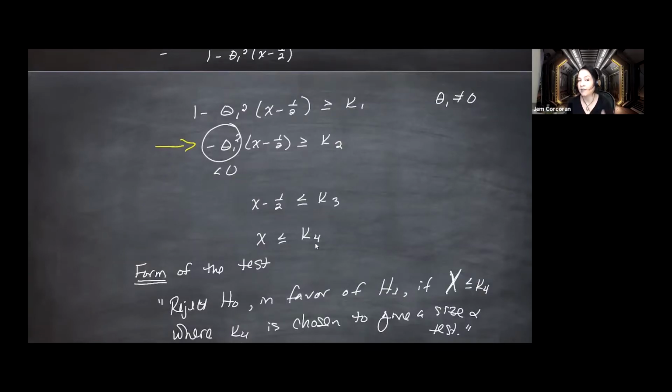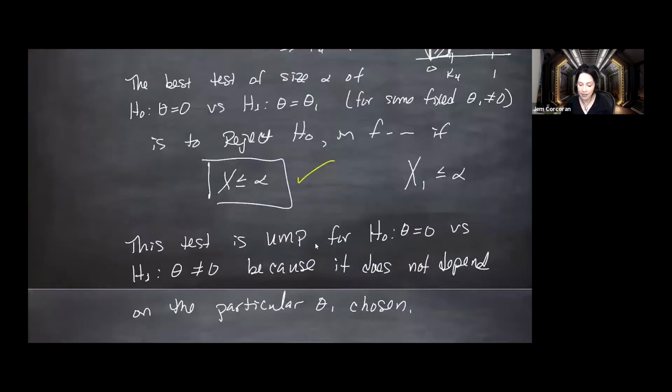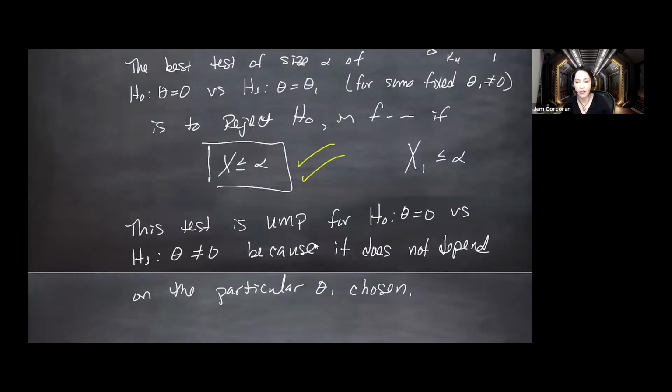Right, so this negative theta 1 squared is always negative, regardless of whether theta 1 is positive or negative. So again, two things to look at to say that this test is theta 1 free. One is that you don't actually see a theta 1 there, and the other is to make sure the theta 1 you chose does not affect whether you're going to have a less than or greater than. So we have a UMP.